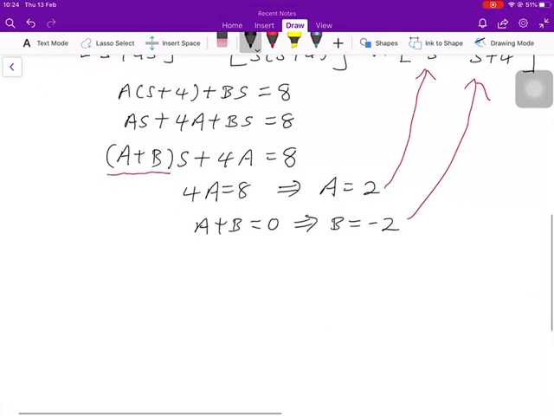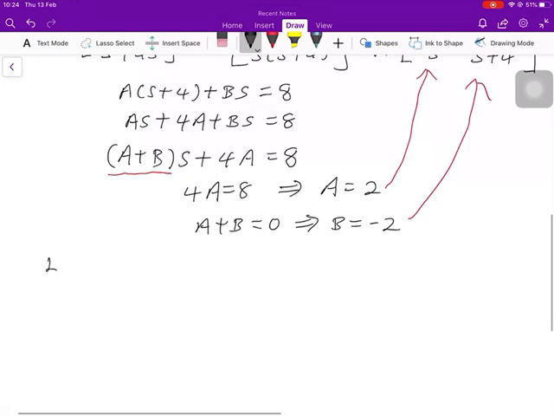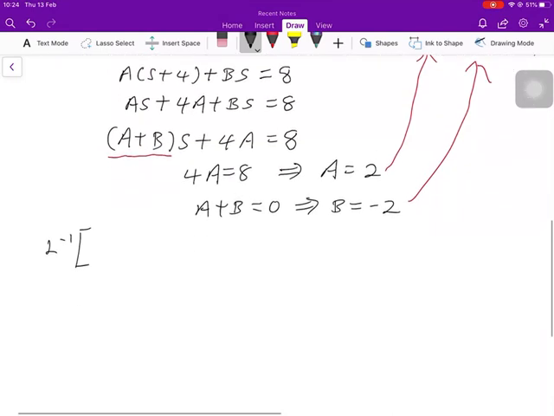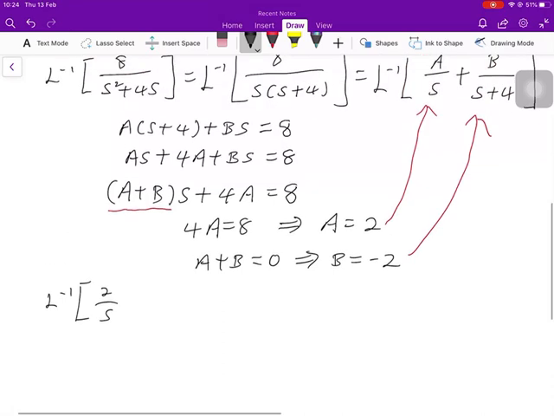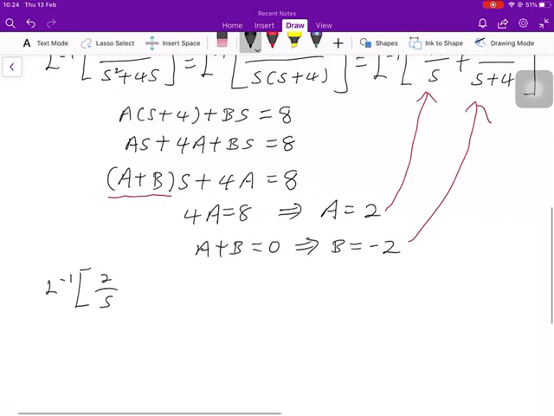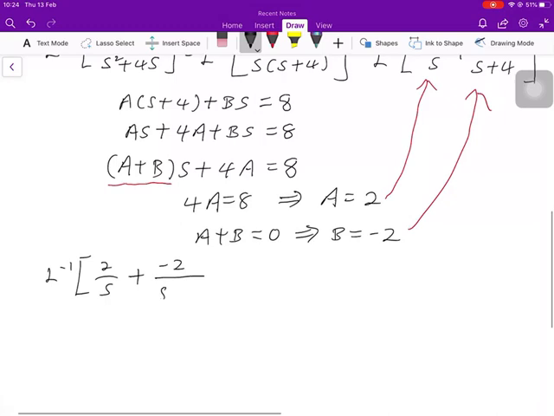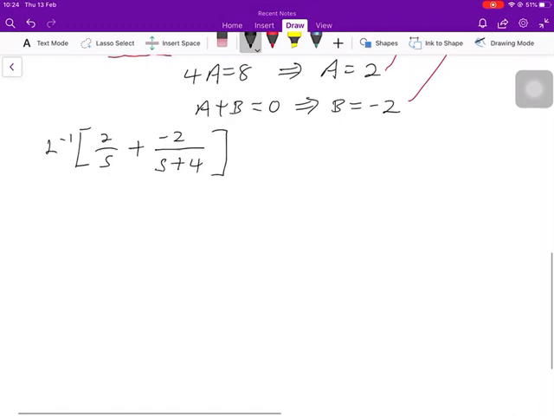So the inverse Laplace transform of a divided by x, which is 2 divided by x, and then we have plus minus b, which is minus 2 divided by x plus 4. Okay, so we evaluate this inverse Laplace transform term by term.